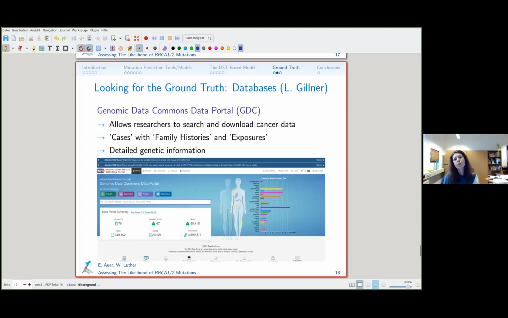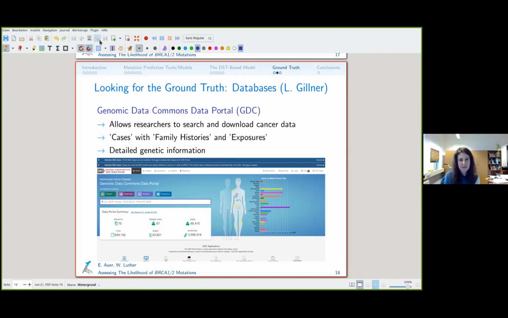And well, a student of mine has found a kind of possibility online, how we can work with something like that. This is a good database, Genomic Data Commons. It allows researchers to search and download cancer data, not just breast cancer, but any kind of cancer. And there are the fields, cases with family histories and exposures, that contain information. And those data fields also have detailed genetic information.